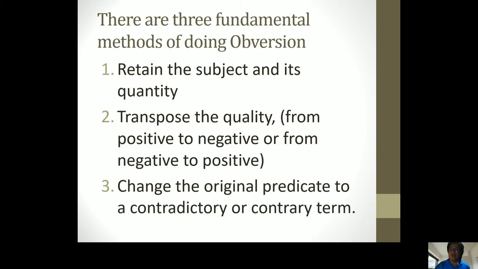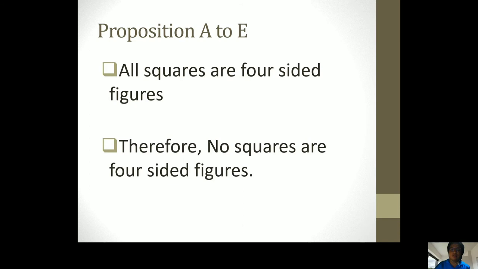Then change the original predicate to a contradictory or contrary term. Okay, by this time, your predicate will be the reciprocal. Your subject remains, your verb will change into another quality, and your predicate will be a contrary of your previous predicate. Okay. For example, proposition A to E, meaning A, universal affirmative.